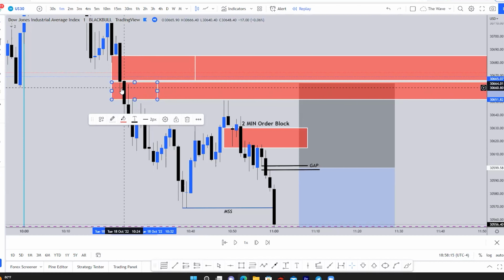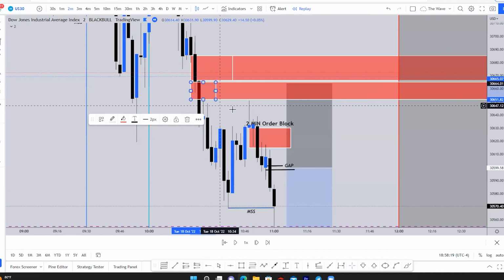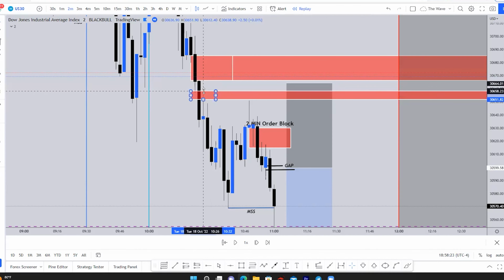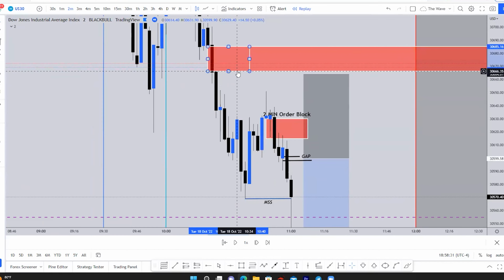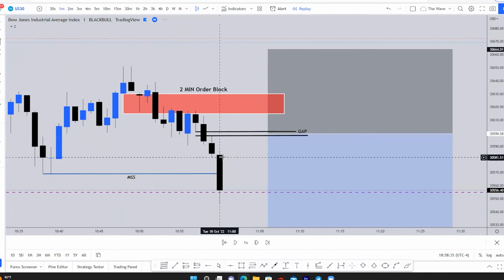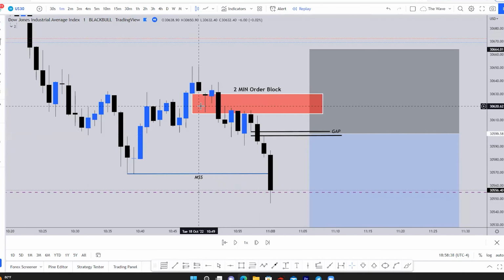There's a gap in here. If you were to go up to the 2-minute, you can see there's a gap just right there. So it almost wanted to come in there, but didn't quite. So that's when we got this clear gap on the 1 minute, and then we also had this 2-minute order block here.